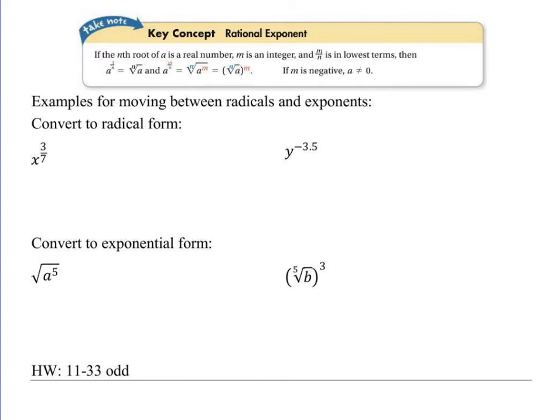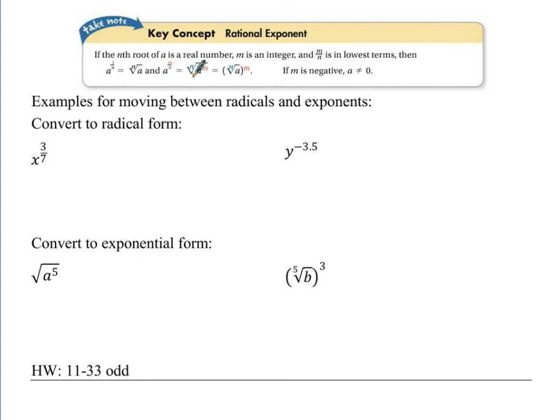Here's your rational exponent key concept for the entire section. If the nth root of a is a real number, m is an integer, and m divided by n is reduced in lowest terms, then a to the 1 over n equals the nth root of a. And a to the m over n, so any fraction, is equal to, the denominator is my index in my root. The numerator is the exponent on the thing inside.